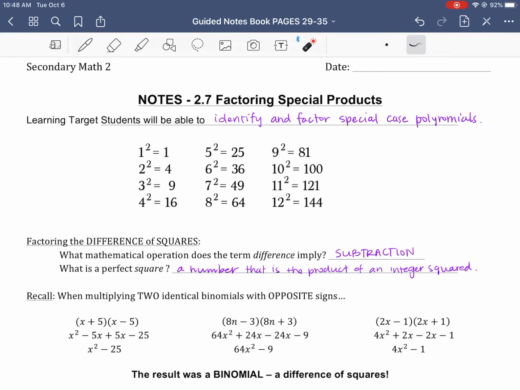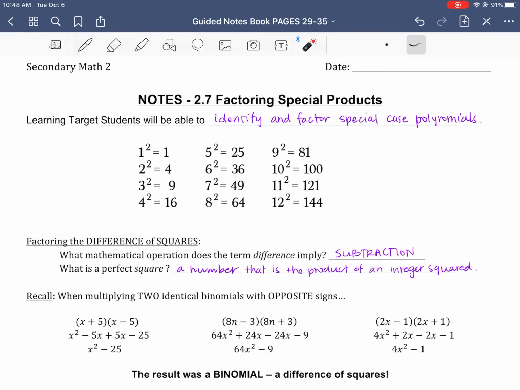Now, the difference of squares relates to exactly what it sounds like. First of all, difference. Difference means subtraction, right? It's really important that we understand difference of squares is going to be the subtraction of squares. So when we say squares, we're talking about perfect square numbers, okay? Now, we know what those perfect square numbers are when we see them, is the hope.